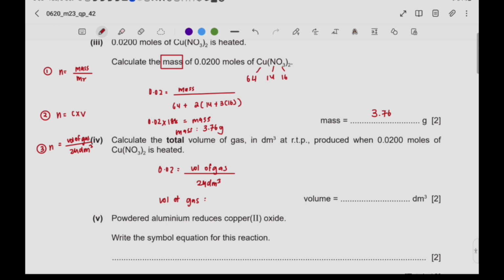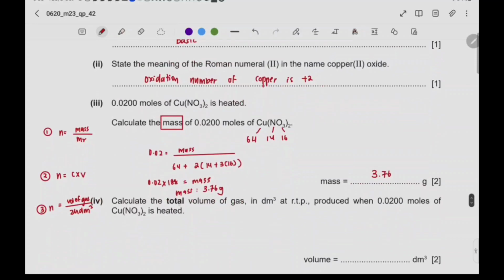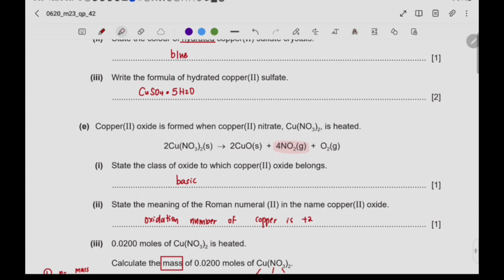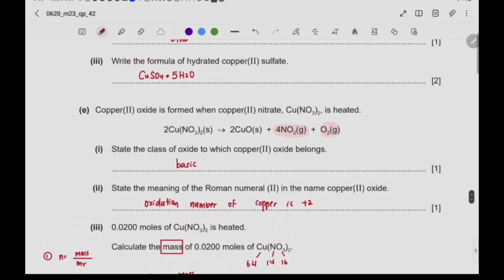Okay, one moment. They asked for the gas. I think I misunderstood something. You have to look here carefully. They asked for the total volume of gas, which means who is gas? Nitrogen dioxide, carbon dioxide, oxygen. So basically you can see number of moles, this is 0.02. So this should also be 0.02, this should be 0.04, and this should be 0.01. You know why, right? Because of the ratio. So when you are 2, you are 0.02. You are 1, 0.01. You are 4, 0.04.